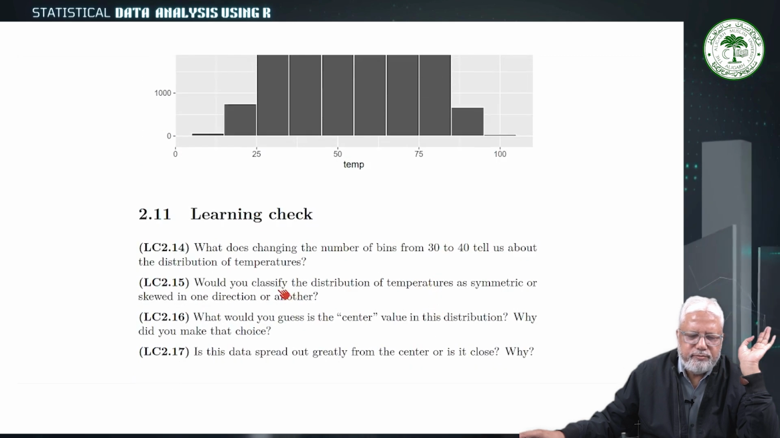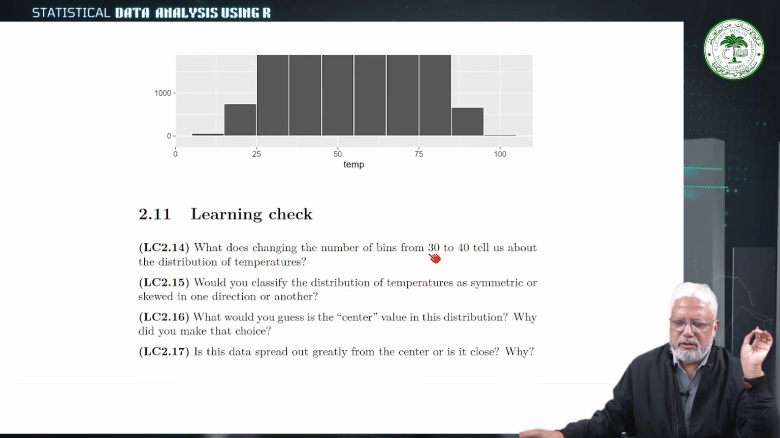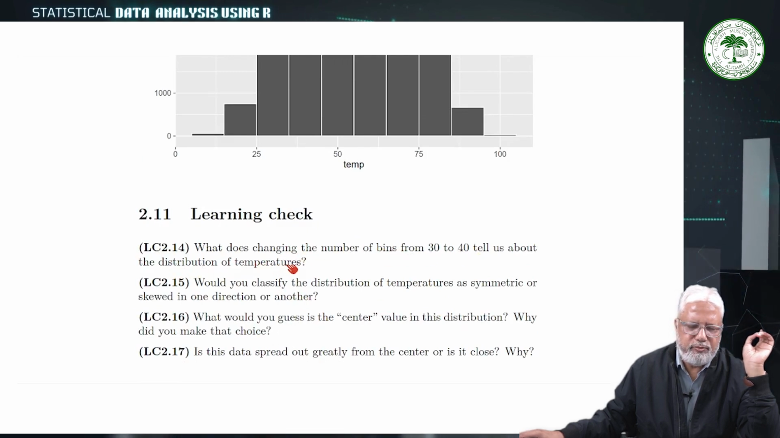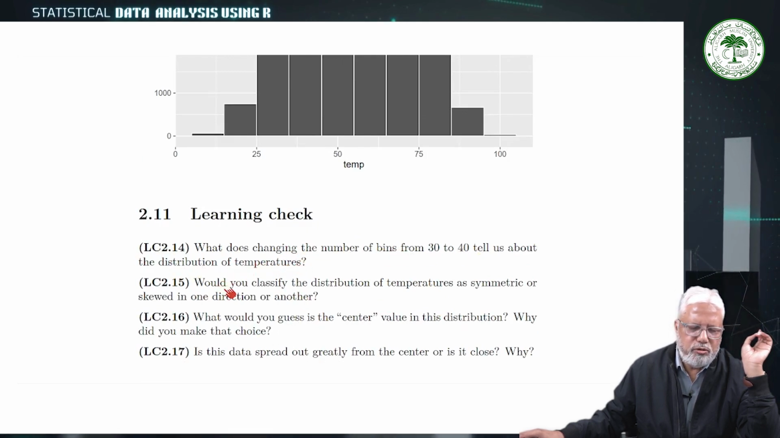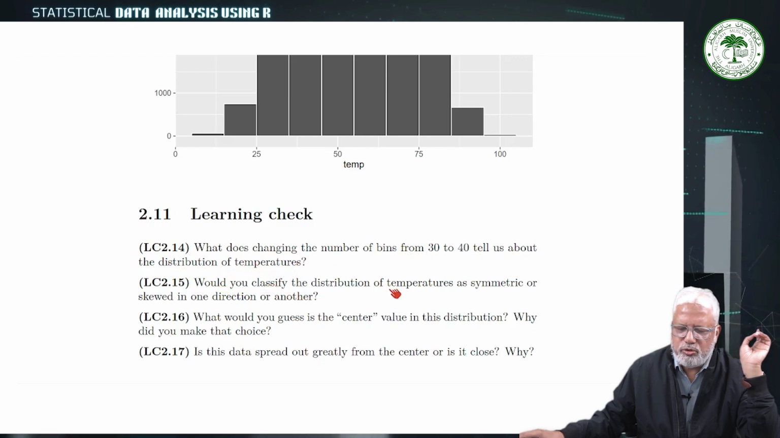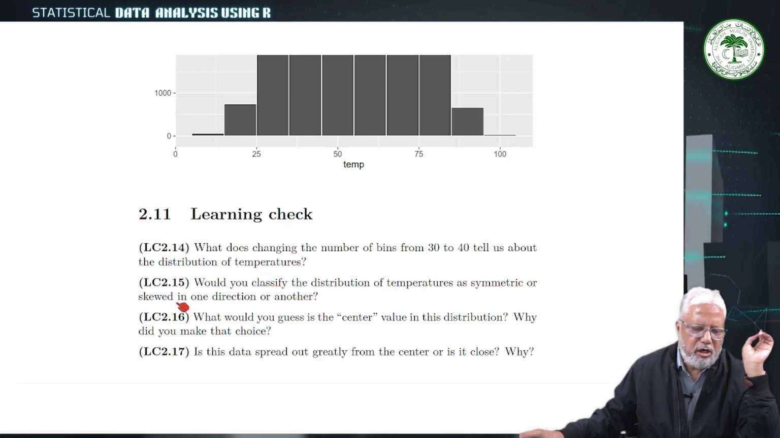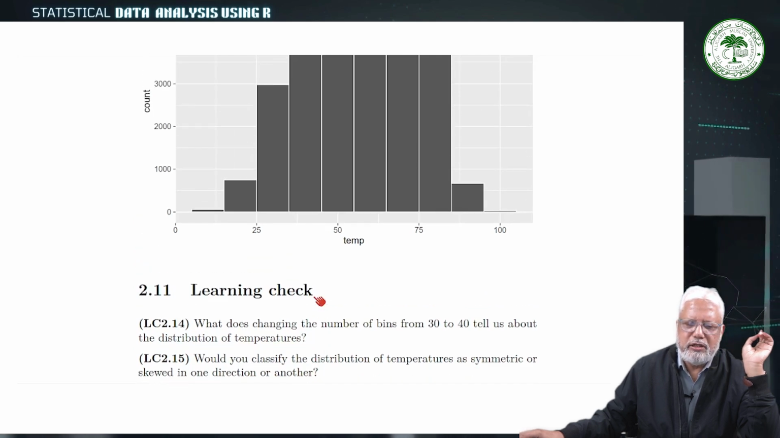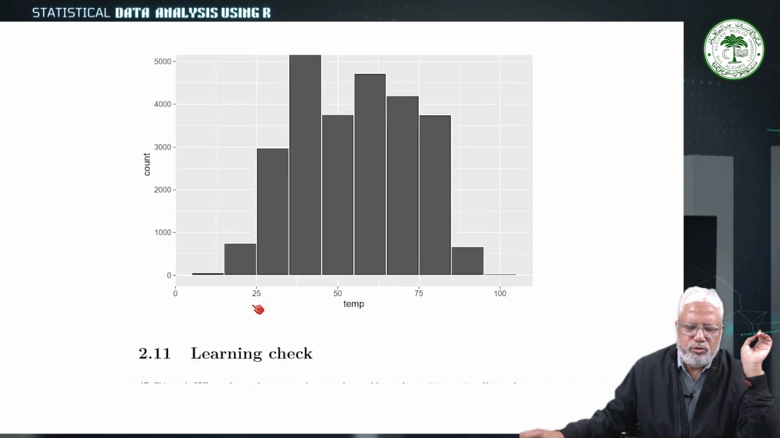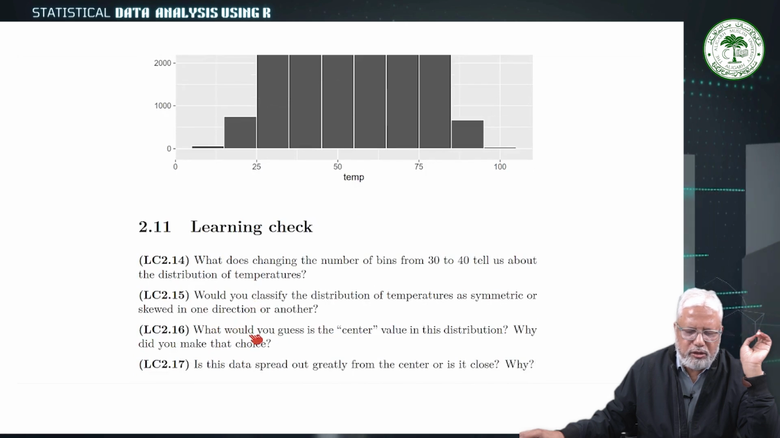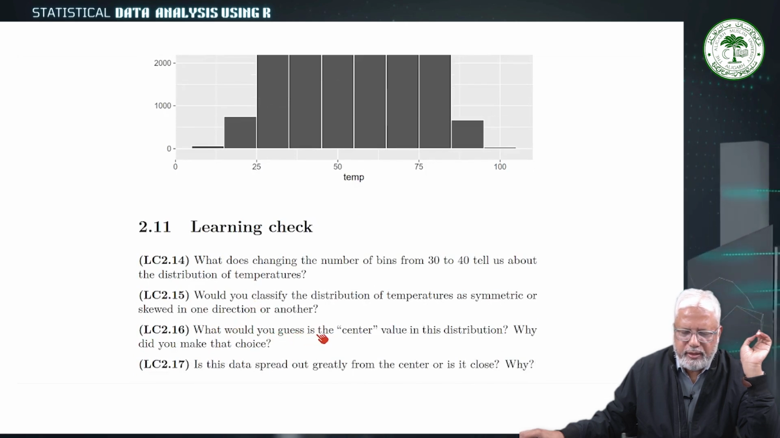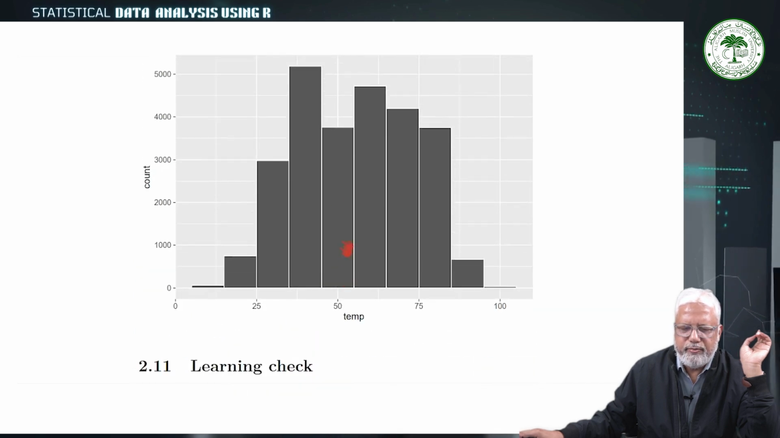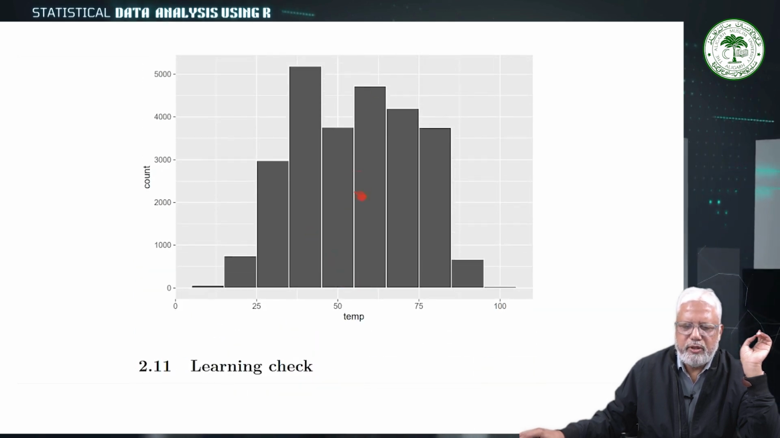Learning check. What does changing the number of bins from 30 to 40 tell us about the distribution of the temperatures? Would you classify the distribution of temperatures as symmetric or skewed in one direction or the other? So, here it is left skewed, it is not symmetric. What would be your guess of the center value? So, the center value is around 50.